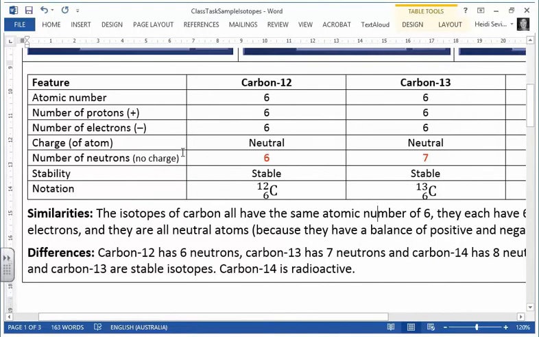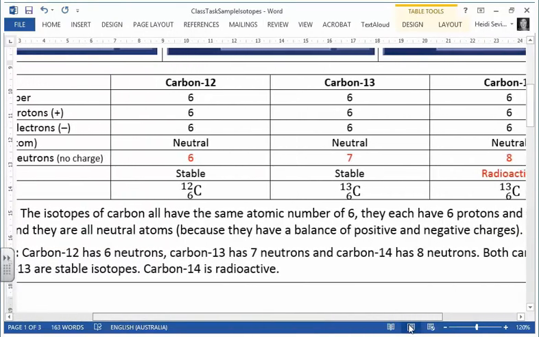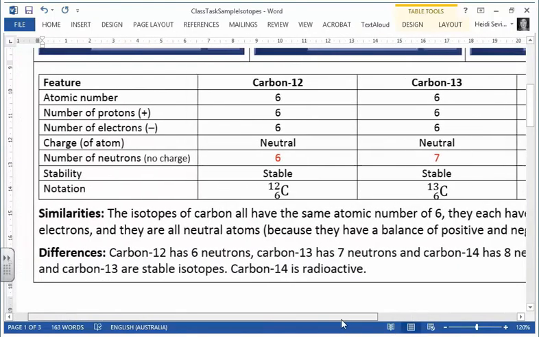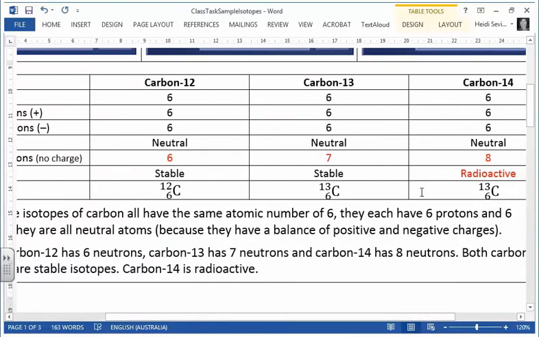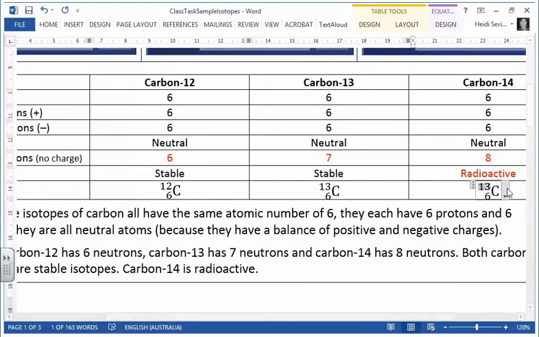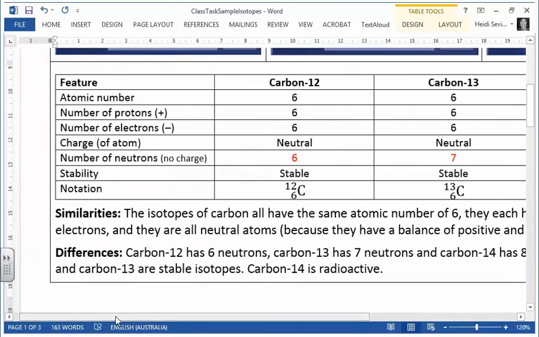The differences between your different isotopes will be the number of neutrons, okay, and the notation should be different. And that's incorrect. I've got to correct that one. That should be carbon 14. Okay, so this is your mass number up here. That should be different. This is your atomic number, this 6 for carbon. So that should be the same for the notations of whatever you've chosen.